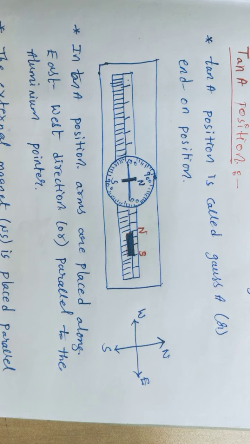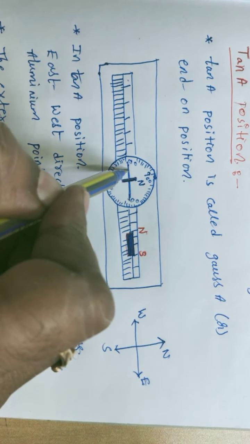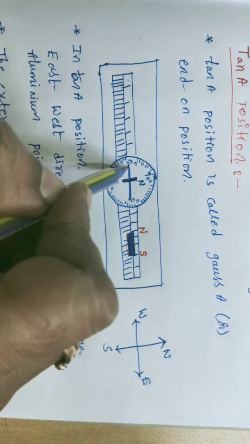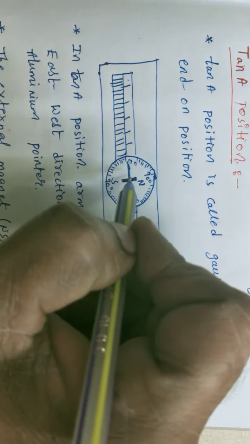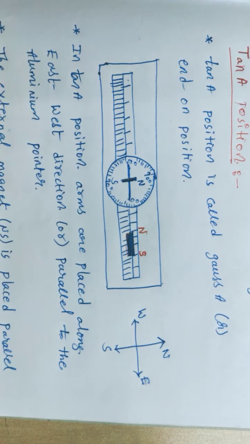Is it clear, students? So observe carefully. Initially we will place on this box, that is, we are arranging this aluminum pointer. Initially it shows 0 degrees, 0 degrees deflection, and this magnetic needle shows 90 degrees, 90 degrees deflections. So in tan A position, how we are placing this entire system, observe this board.